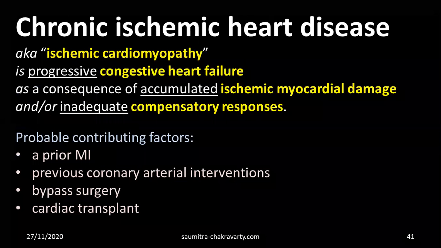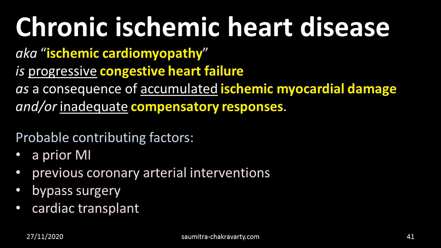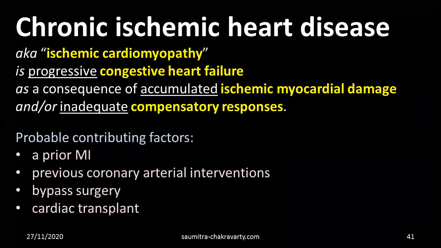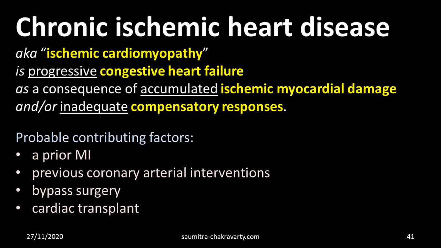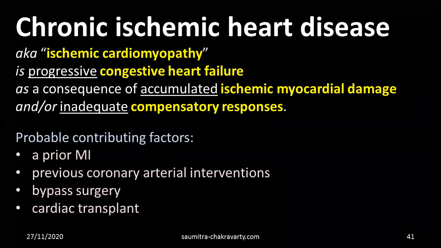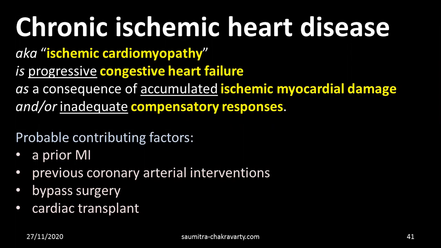Now, chronic ischemic heart disease is also known as ischemic cardiomyopathy. Usually, ischemic cardiomyopathy is the more frequently used clinical term. Chronic ischemic heart disease is a term that pathologists usually use. Clinicians prefer the term ischemic cardiomyopathy. It's a progressive congestive heart failure, and why does it happen? It's due to accumulated ischemic myocardial damage. So can anybody explain the term accumulated to me? Are you familiar with the term accumulate? What does it mean to be accumulated damage? Anyone?